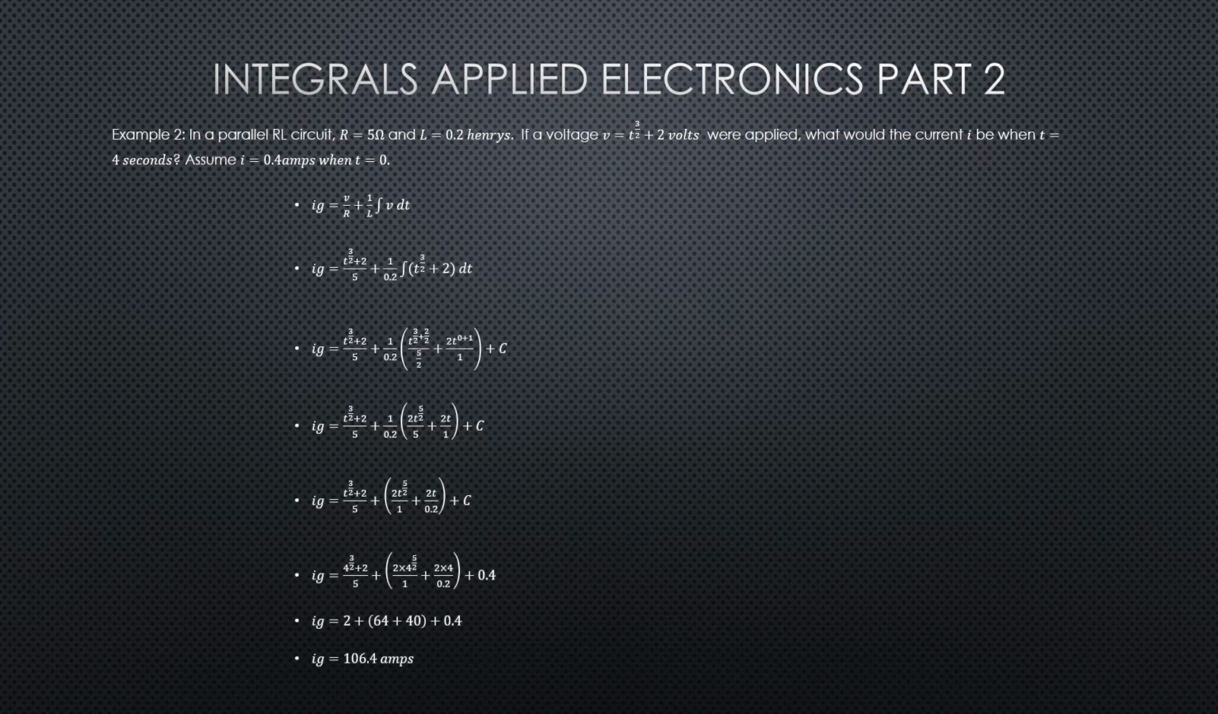Same formula as before. Ig is equal to V divided by R plus 1 divided by L times the integral of V dt. Again, you might need to stop the video and go through the math. And just remember that instead of having 0 for C, this time we've got an I equal to 0.4 for our C, and you should end up with an Ig of 106.4 amps.